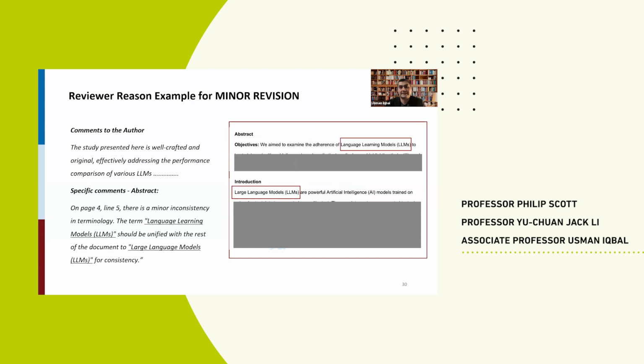This particular example illustrates minor revision. For example, in this abstract, you can see that the authors use the term language learning models, and in the introduction, they use large language models. So they have to be consistent throughout the paper. The paper is very good throughout, but there are just minor corrections that need to be made, to be consistent with the terminology. This could be typos while drafting the paper, with the term switching automatically, or sometimes they're confused about the terminology. So it has to be consistent throughout.